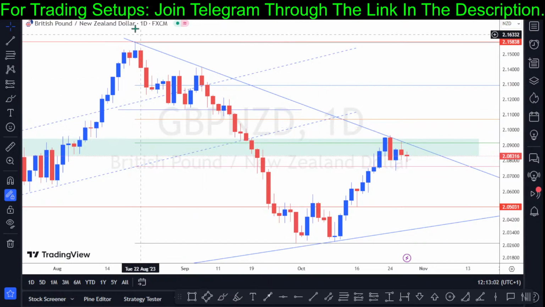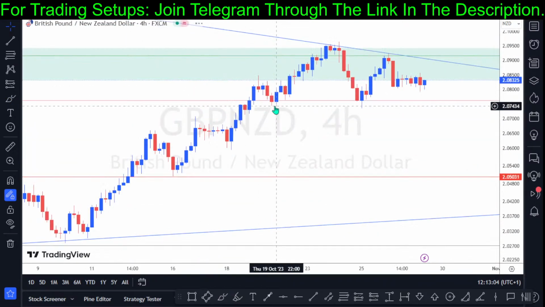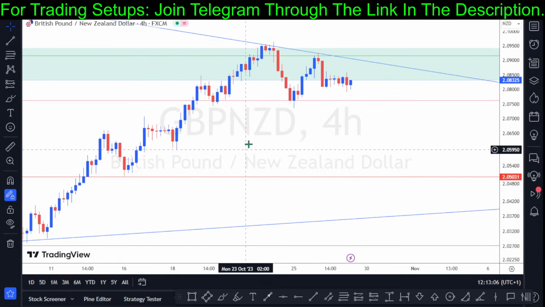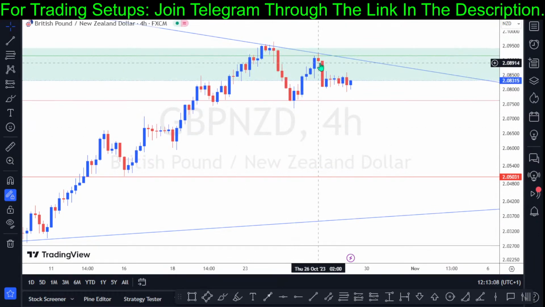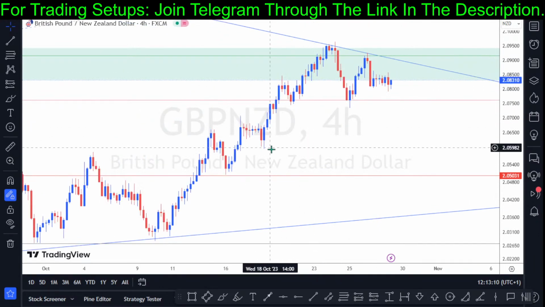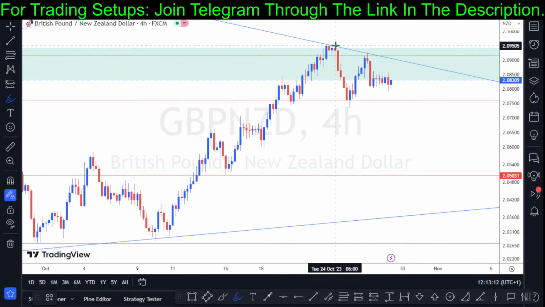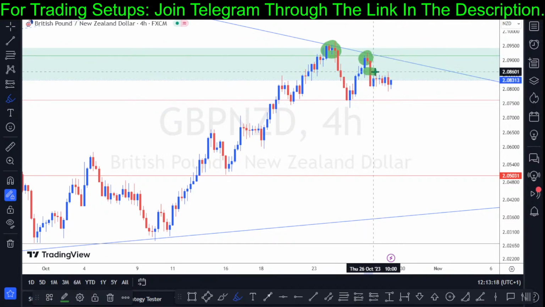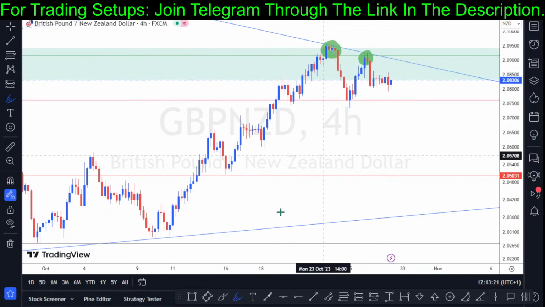Now let's check the 4-hour chart to have an idea of what I'm talking about. So based on the 4-hour chart, I am trying to trade a potential double top. This is what we have on the 4-hour chart. So right here is the first top, and then this is the second top. So I'm trying to take a top pattern on the 4-hour chart.